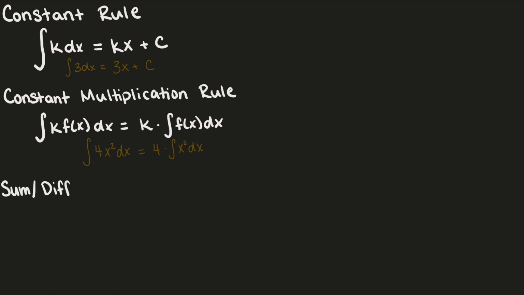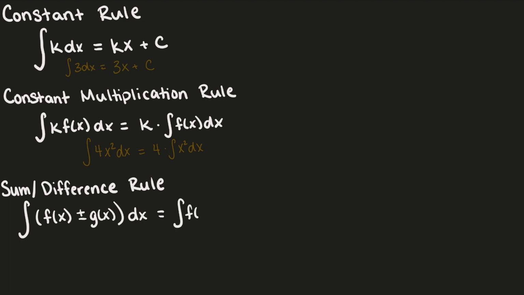Next, we have our sum and difference rule. Our sum and difference rule states that if we have the integral of f of x plus or minus g of x dx, then we can break this apart and write this as the integral of f of x plus or minus the integral of g of x. So if we have something like the integral of 4x squared plus 3x dx, then we can write this as the integral of 4x squared dx plus the integral of 3x dx, and solve each of these by themselves.